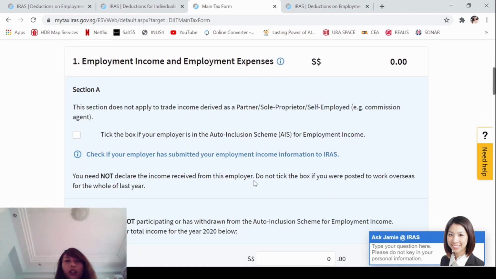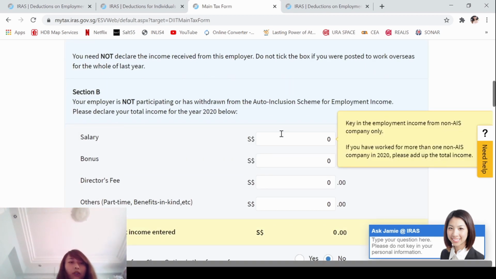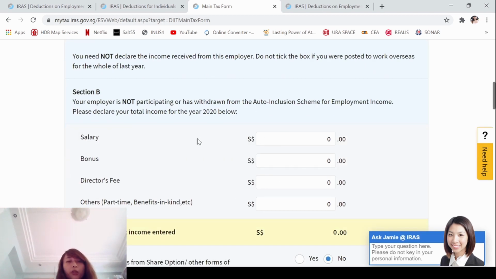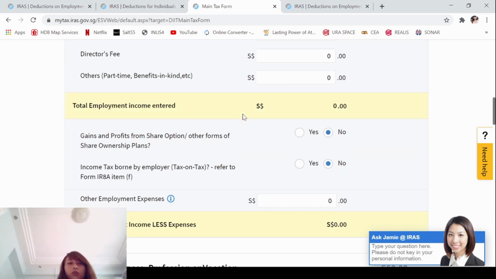This is for your employers to fill in. Usually they are on the auto inclusion scheme, so the amount will be auto-transmitted to IRAS, and all this will automatically be filled out by your employers. So you just need to check against your payslips whether the amounts are correct. Usually nobody really bothers to check, so yeah.